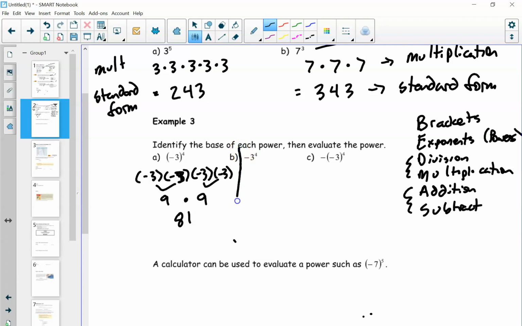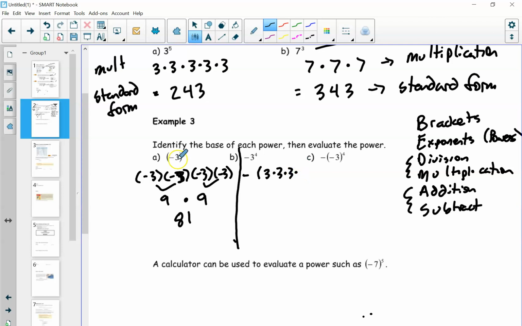This one's a little bit different. You notice it's still negative 3, but there's no brackets, and the 4 is just touching the 3. So what that means is there's a negative out front, and then on the inside, because the 4 is only touching the 3, it's not touching a bracket, it's just 3 times 3 times 3 times 3. Because the 4 is just touching the 3, it's not touching the negative sign.